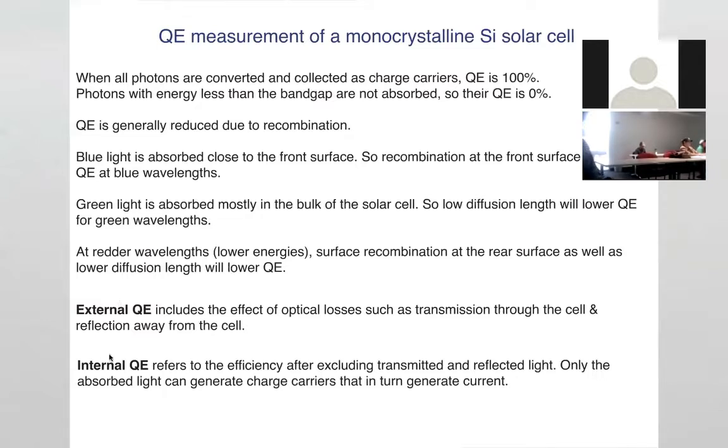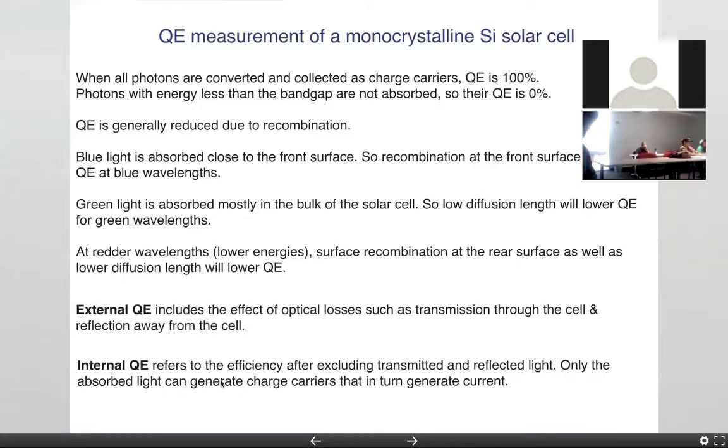Another two concepts to keep in mind are external quantum efficiency, which includes the effect of optical losses, such as transmission through the cell and reflection away from the cell, which means what happens outside the solar cell, and internal quantum efficiency, which refers to the efficiency after excluding the transmitted and reflected light. So what happens inside the device itself?